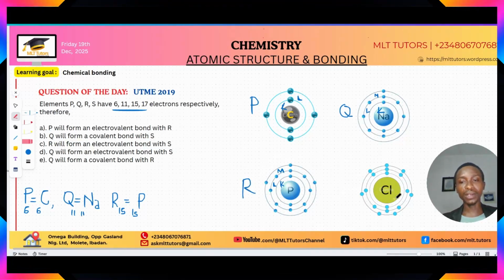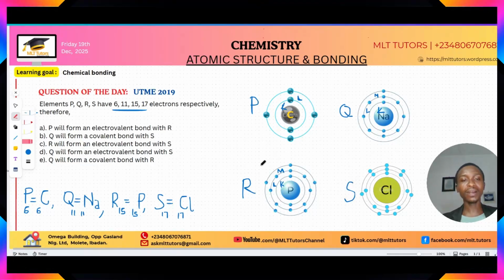Then the last but not the least element is S. How many electrons are there in element S? Let's verify. According to the question, that is 17 electrons. Then continue counting your first 20 elements. The element that has atomic number 17 is actually chlorine. So that implies that element S is chlorine.